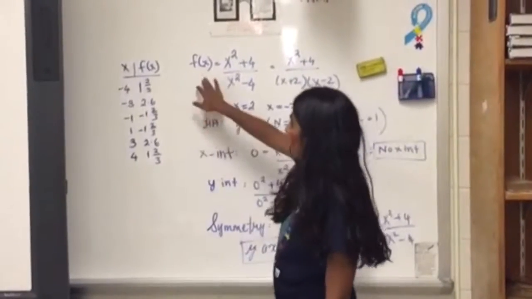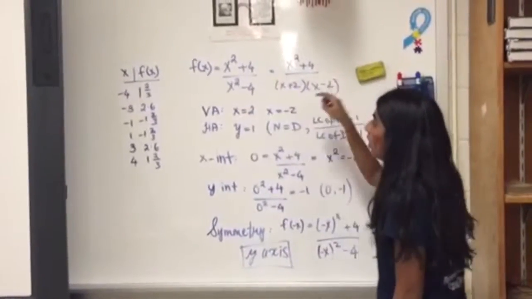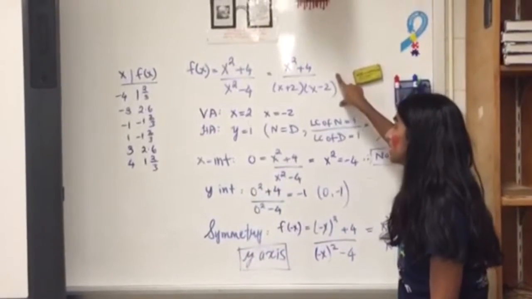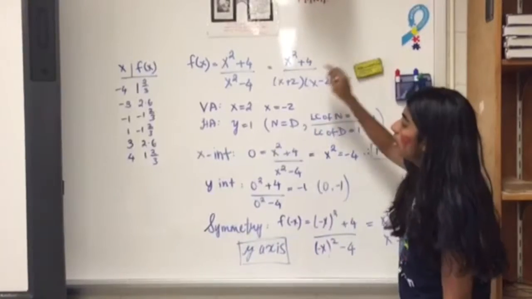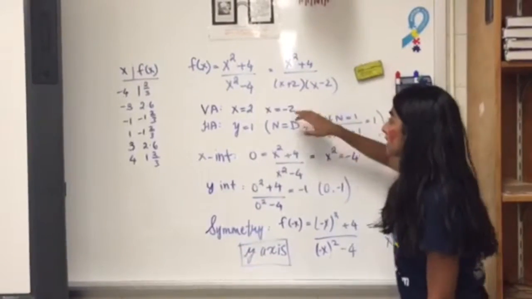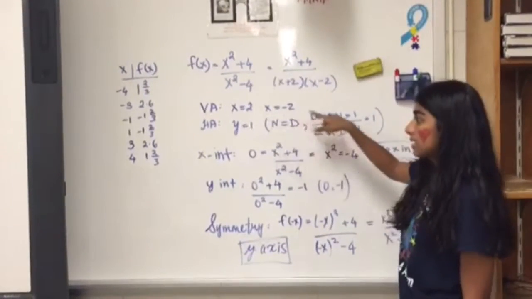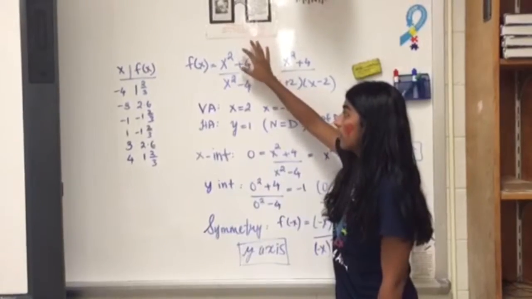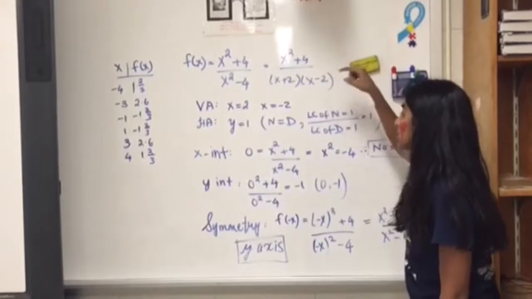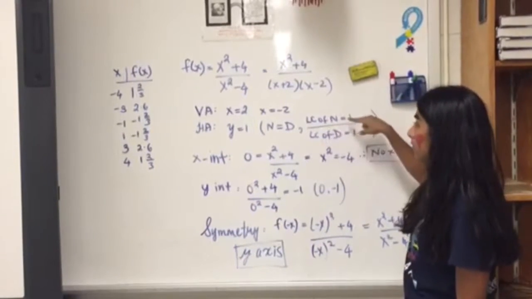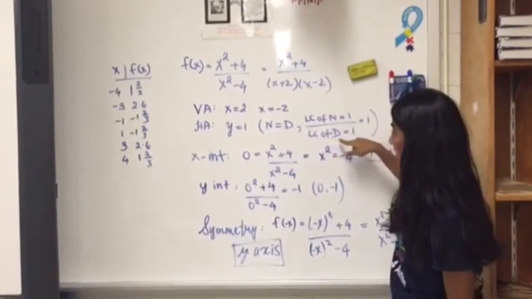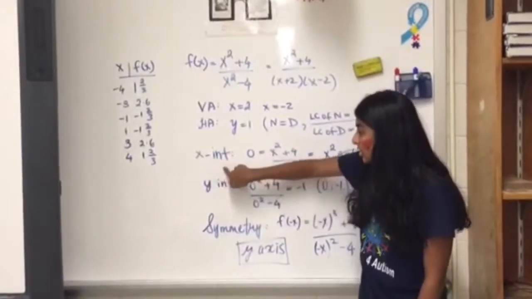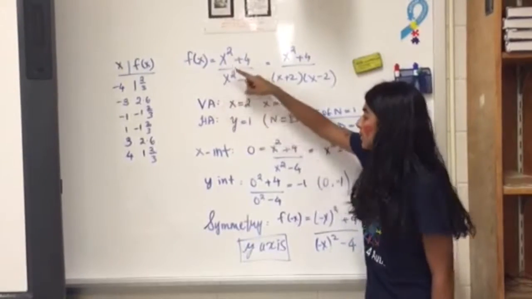A function is f of x equals x squared plus 4 over x squared minus 4. You factor the denominator, you get x plus 2 and x minus 2. For your vertical asymptote, you set x equal to 0, so x equals 2 and x equals negative 2. For your horizontal asymptotes, you look at the degrees of the variables, and since they are the same, you set the leading coefficient of the numerator over the leading coefficient of the denominator, and they're both 1, so y equals 1.